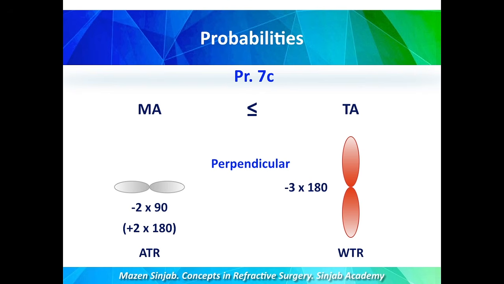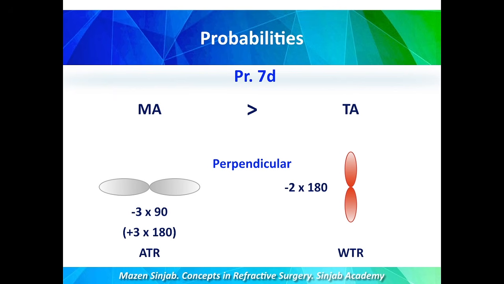7c, still both of them are perpendicular to each other, but in this case the manifest is against the rule and the topographic is with the rule, and the amount of manifest is less than or equals to the topographic astigmatism. As in this example, the manifest is -2 at 90 or +2 at 180, and the topographic is -3 at 180.